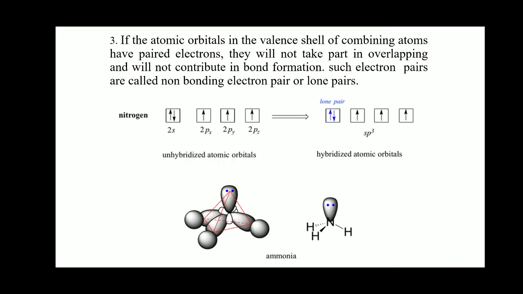The pair of electrons which does not take part in bond formation is known as a non-bonding electron pair or a lone pair. This lone pair is present as such on the nitrogen atom because it does not take part in bond formation. In this, the nitrogen undergoes sp3 hybridization, meaning it forms sp3 hybridized atomic orbitals.